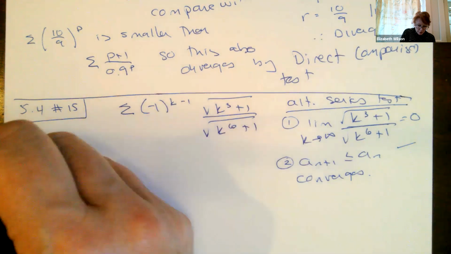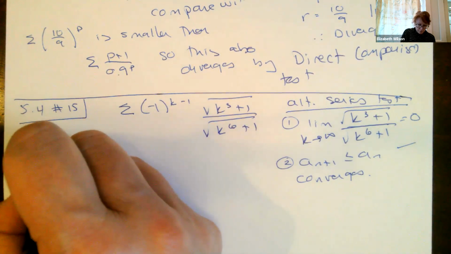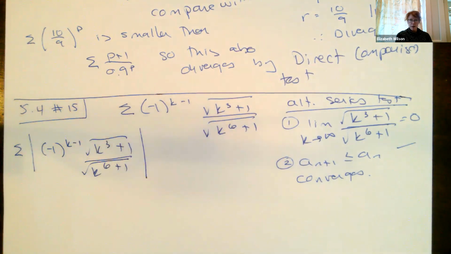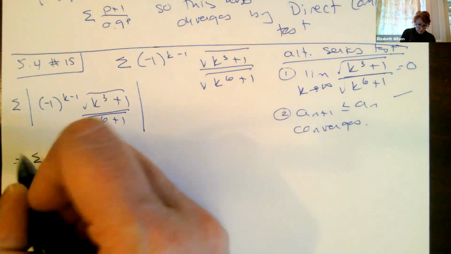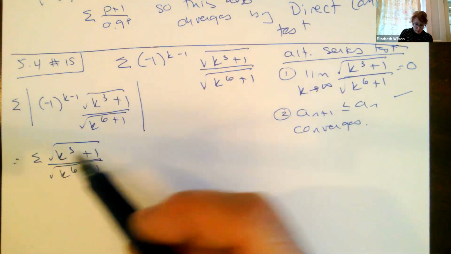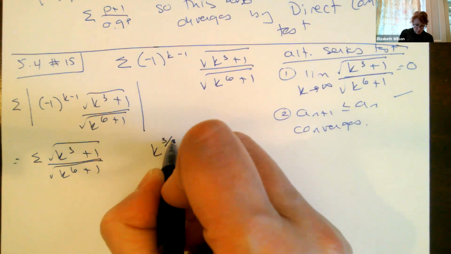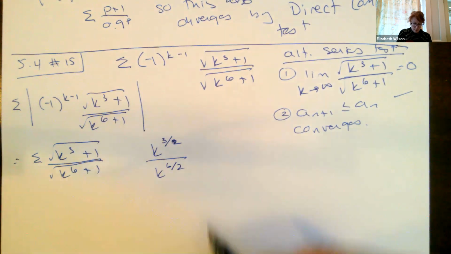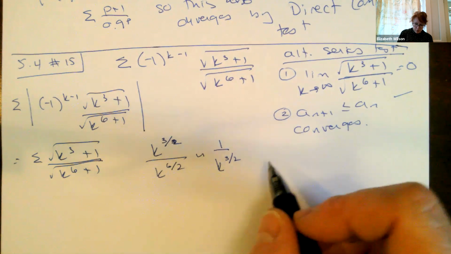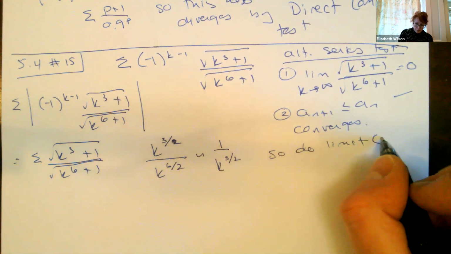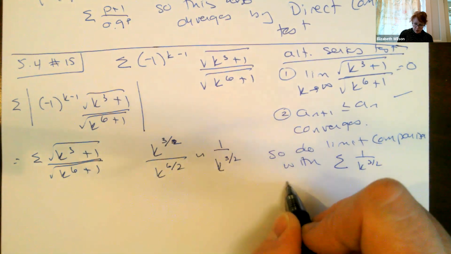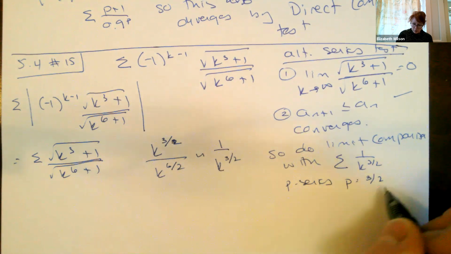All right. So now we have to do the absolute check. I take the absolute value of my series, and now I'm going to take a look at my highest degree terms, k cubed, oops, sorry, k to the 3/2 all over k to the 6/2. So this is like 1 over k to the 3/2, how it translates down to. So I'm going to do a limit comparison with 1 over k to the 3/2. This right here is a p series with p equals 3/2, which is greater than 1, so it converges.